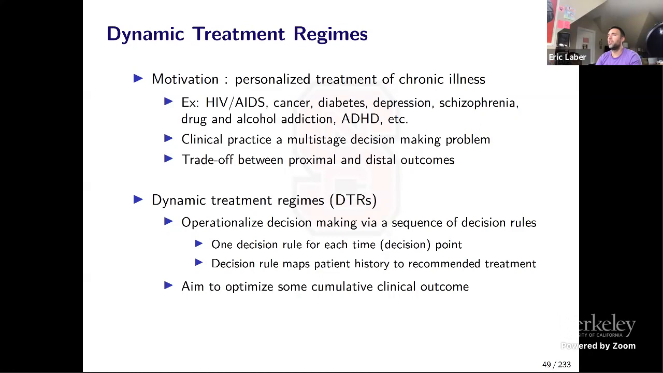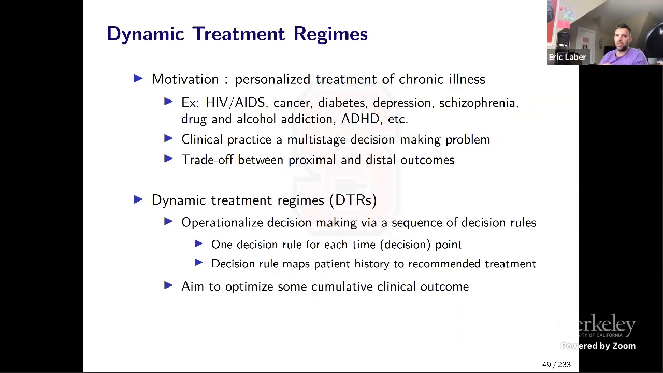But so dynamic treatment regimes, this is the tool used commonly in precision medicine or personalized medicine. And there's lots of examples where we want to tailor treatment to individual patient characteristics. So I listed a bunch here, basically all chronic illness and even acute illness. It represents clinical practice as a multi-stage decision problem. That's how we model that decision process. And there's often a trade-off between immediate and long-term outcomes, or proximal and distal outcomes.